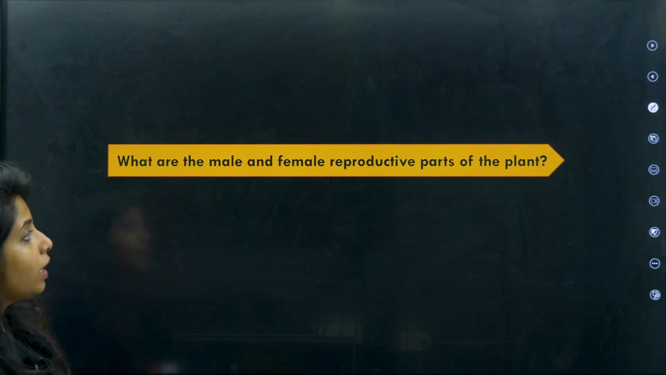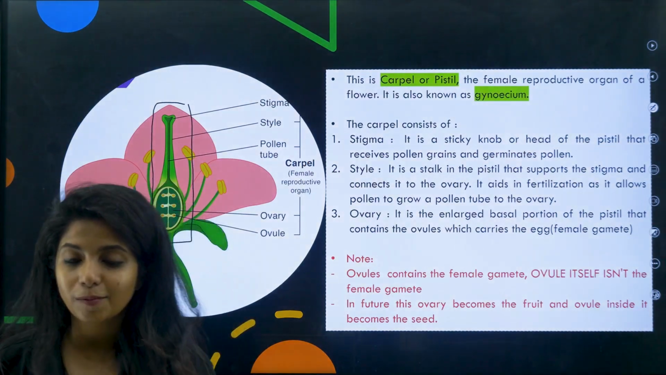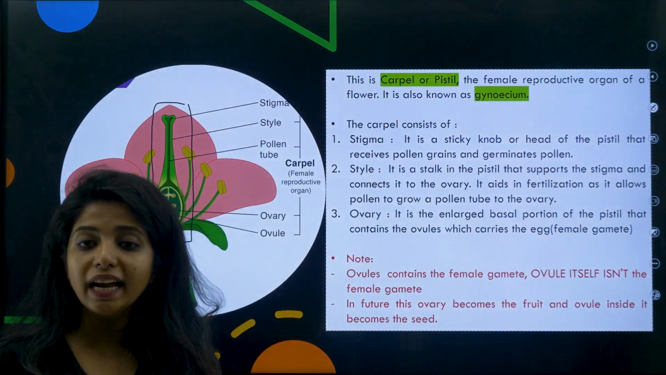Yeah. What are the male and the female reproductive parts of the plant? Let's see. So the female reproductive part of the plant is known as carpel or pistil, or it is also known as what? Gynoecium, children.